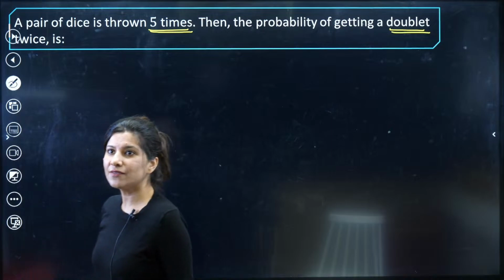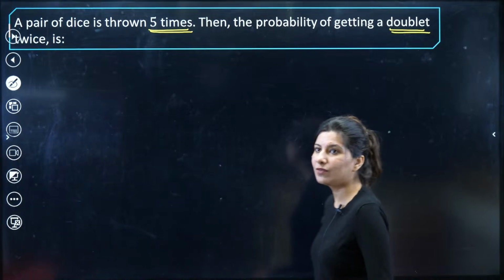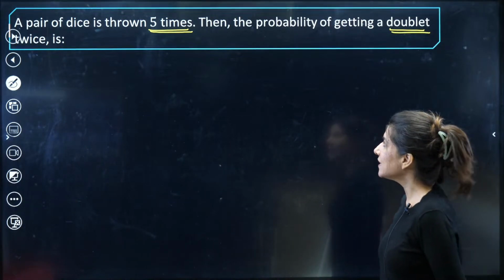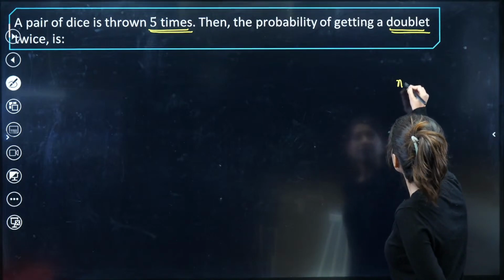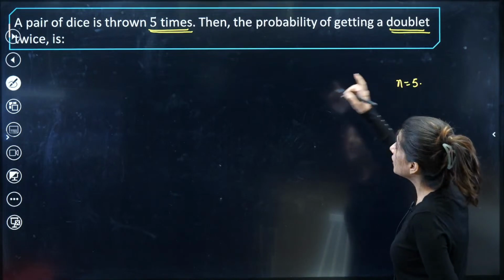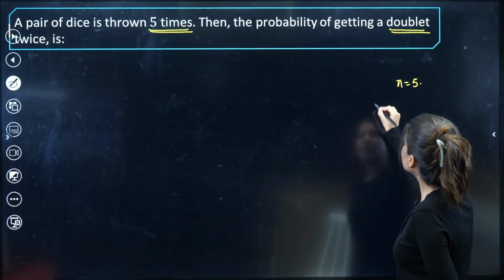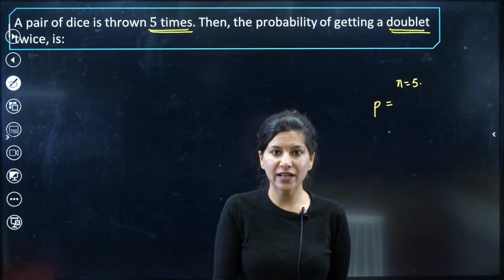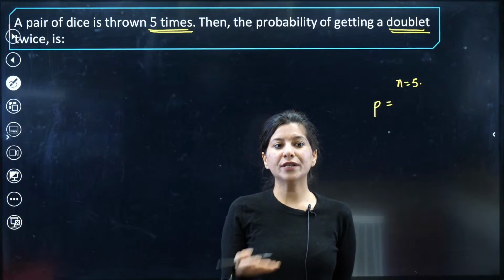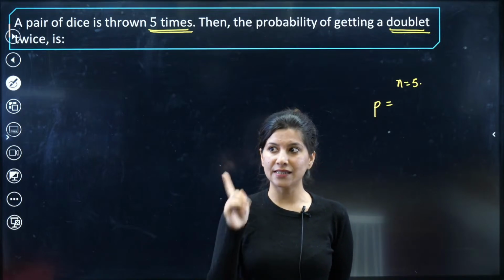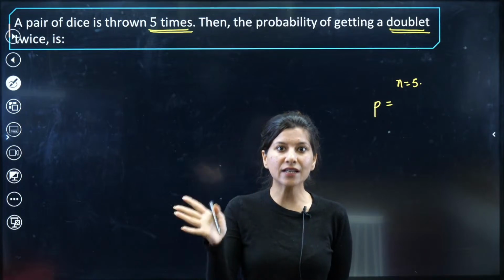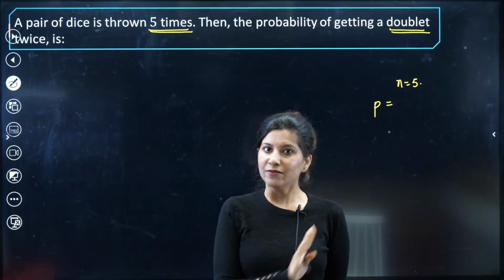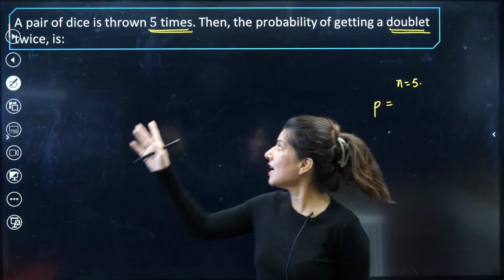Let us first understand. A pair of dice is thrown 5 times, so n is equal to clearly 5. Probability of getting a doublet is your success. So if you throw a pair of dice, what is the probability of getting a doublet? Always think about single first. Very basic. Go very basic.